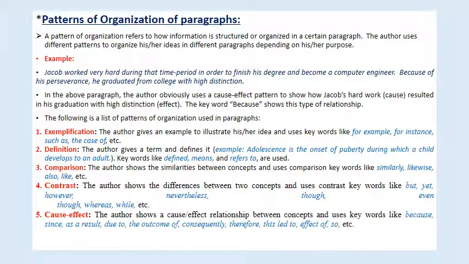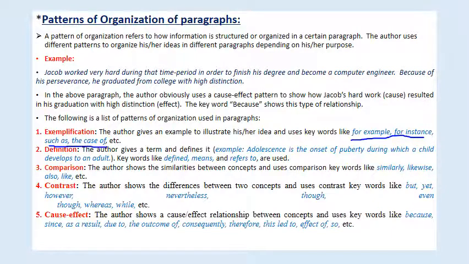Patterns of organization, we took 7 patterns. A pattern of organization is the way with which the author organizes their idea in a paragraph. Is it a cause-effect, comparison, contrast? Did they present a concept and define it, etc.? How do I figure it out? I figure it out from those clue words here.